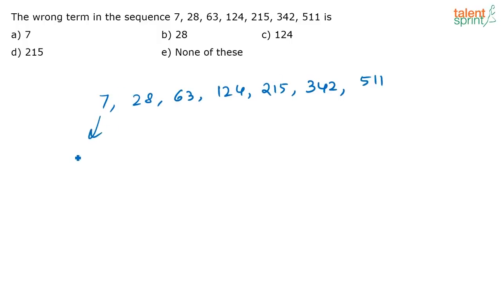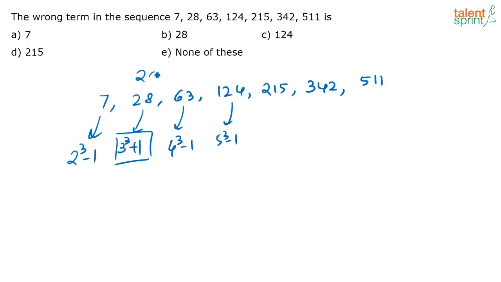So see, what is 7? 2 cube minus 1, correct? 63, 4 cube minus 1, 124, 5 cube minus 1 and so on. What is 28? It is actually 3 cube plus 1. So this is definitely the odd one. It should have been 26, correct? 3 cube, that is 27 minus 1. It should have been 26. So the wrong term here is option B, 28.